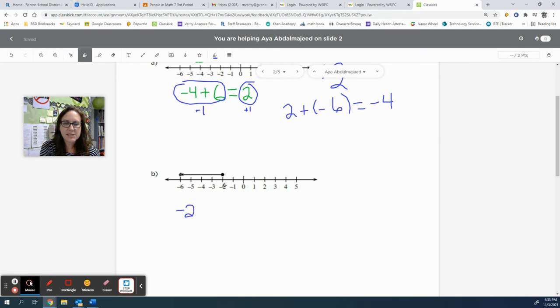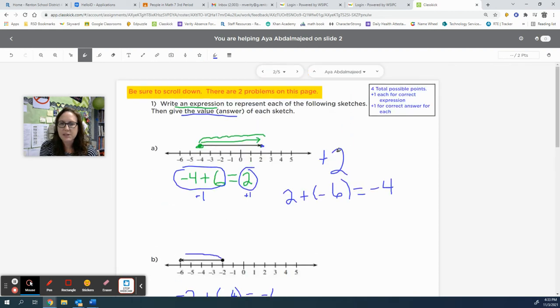So the expression is -2 plus 1, 2, 3, 4 plus -4, because it goes to the left, so it goes -4. And it lands on -6. So that was what it should look like to get full points.